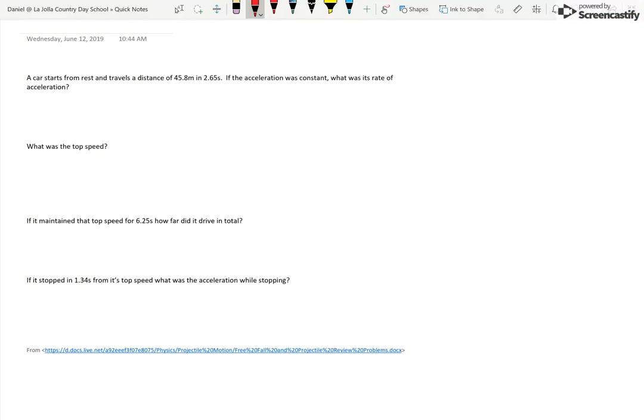So here's an example of an acceleration problem for you guys. Straight line motion. In this case, we have a car that starts from rest and travels a distance of 45.8 meters in 2.65 seconds. So we're going to have a distance of 45.8 meters, and we're going to cover that in 2.65 seconds. Since we're starting from rest, VI is going to be 0 meters per second.